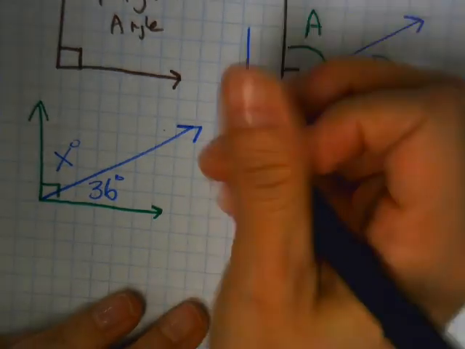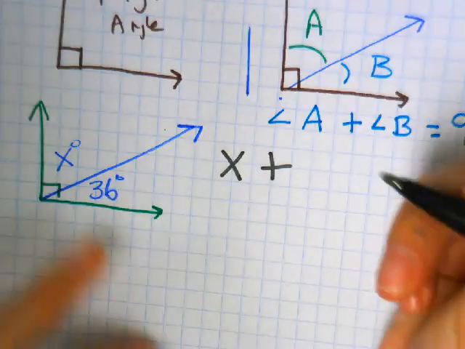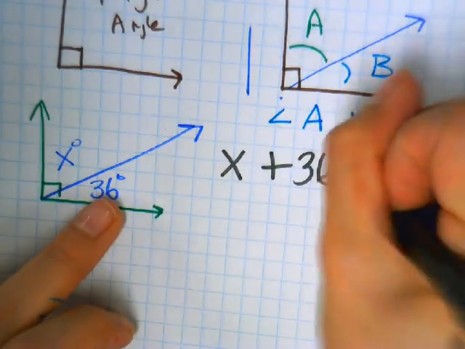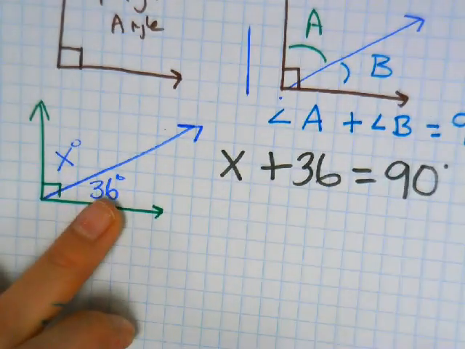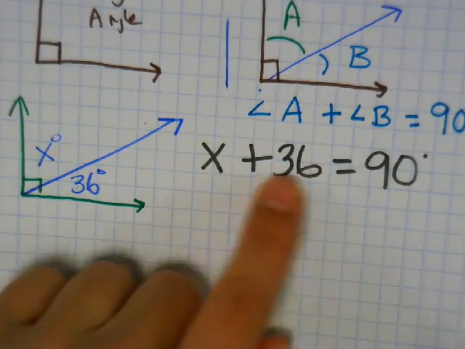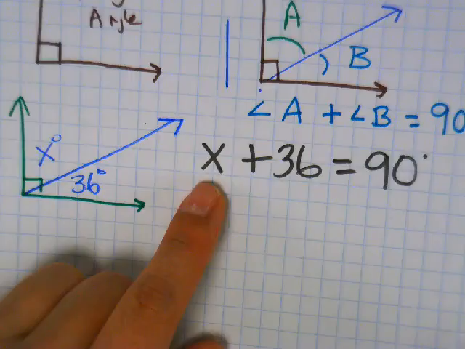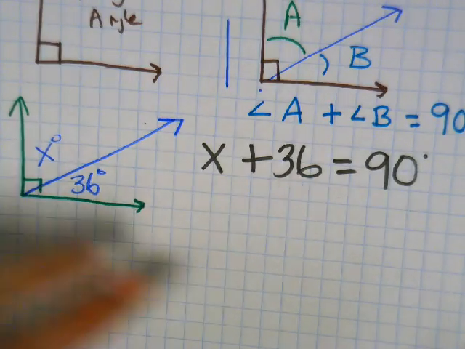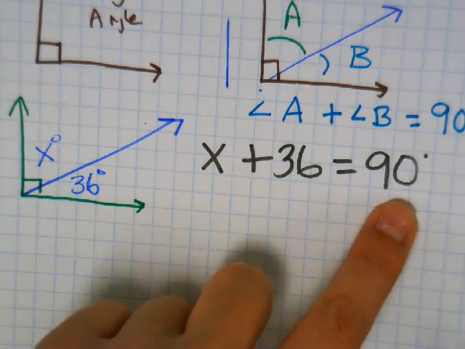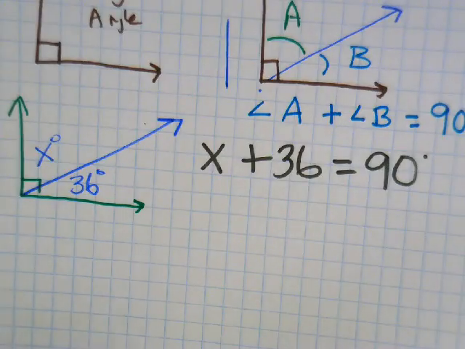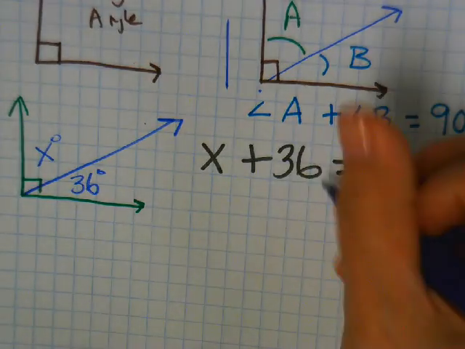So, X plus 36 has to equal 90. Ese es el trabajo que estoy calificando. This is the work I'm grading. Okay? You have to write an equation first. We're going to write an equation first. So, X plus 36, these two together equals 90. So we write an equation. Now we're going to solve this equation.